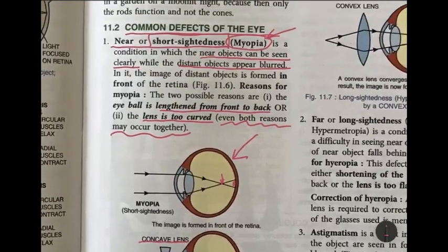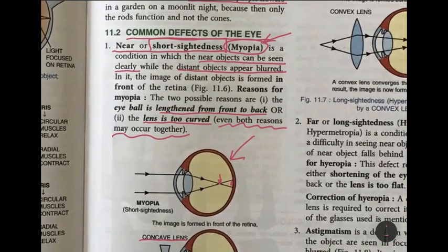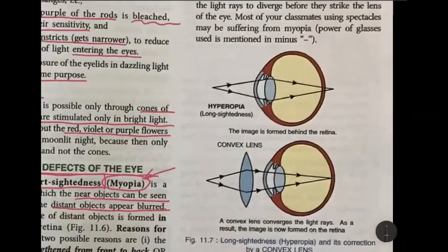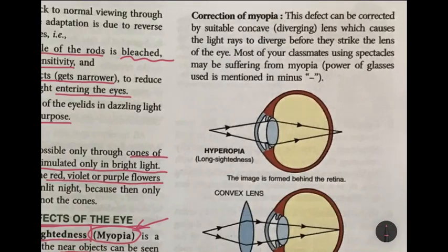Okay, so your first assignment for today is to write down the reasons for myopia and draw these two diagrams and how it is corrected. Okay, now I already told you correction is done by using a concave diverging lens which causes the rays to diverge before they strike the lens of the eye, and most of your friends who use spectacles are suffering from myopia if you ask them. So the power of the glasses is mentioned in minus.